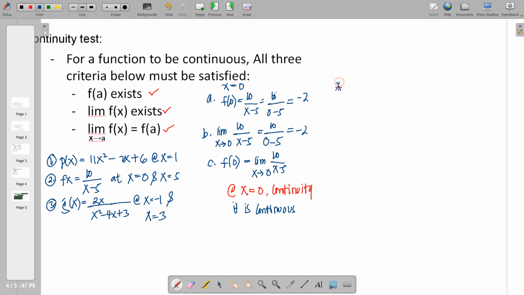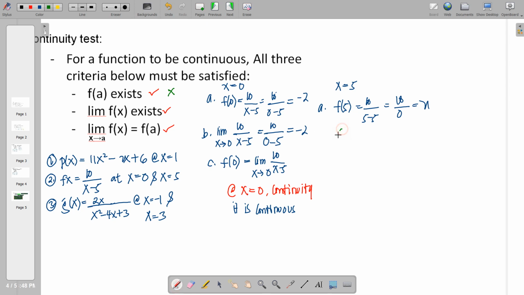Okay, so we do the same procedure with x is equal to 5. For the first criterion, to check if the function of 5 exists, we simply substitute 10 all over 5 minus 5, hence we have 10 all over 0. We have an undefined value. So for the first criterion, our value is undefined, therefore f of 5 does not exist. So we place an X mark on that criterion. For x is equal to 5, this is already an X. We do not continue, because once there is a criterion that is not met, then we can say that the function is discontinuous, or DNE.